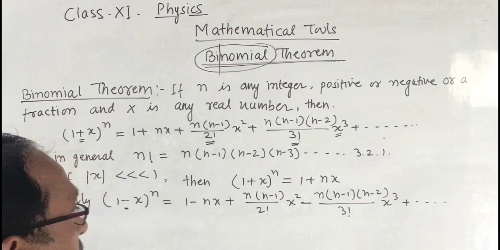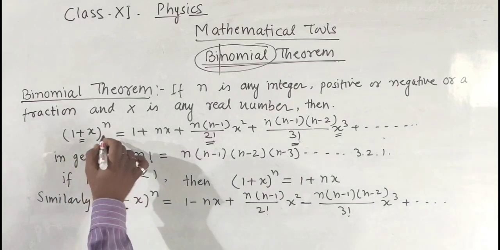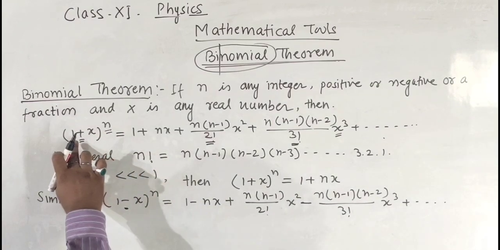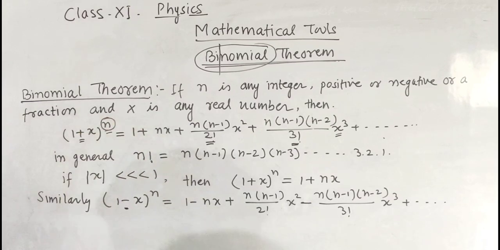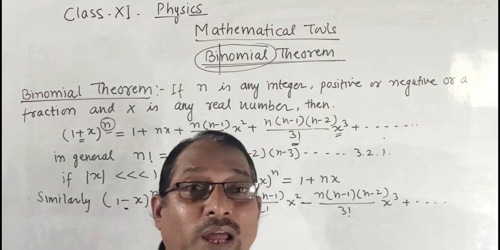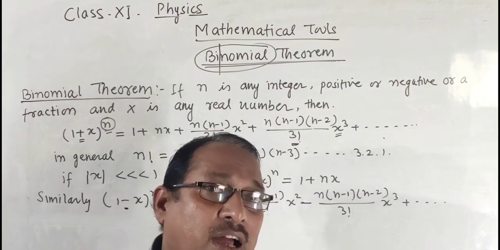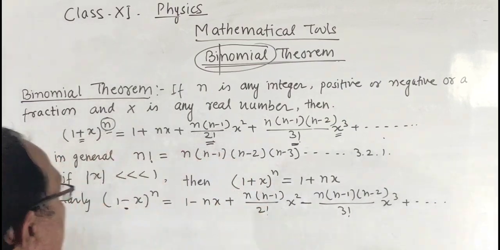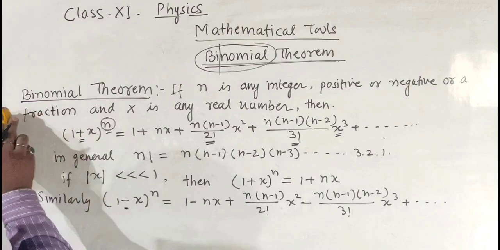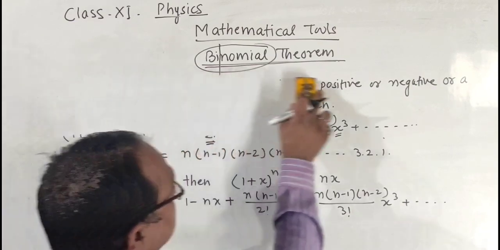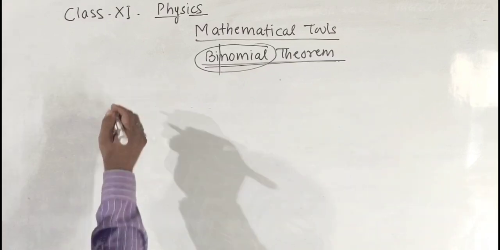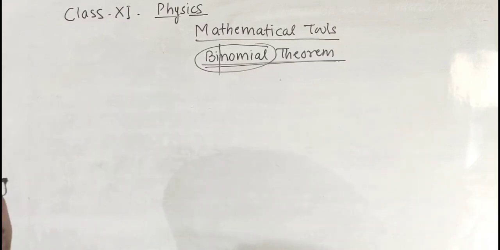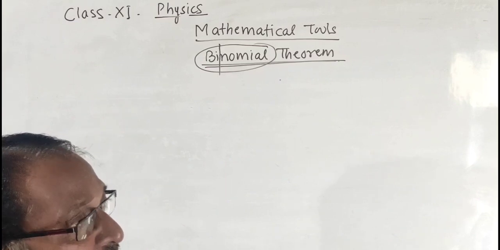Here one more important thing we have to understand: if the power of 1 plus x to power n is n, then the number of terms will be equal to n plus 1. Let us apply and understand the binomial theorem very easily. Earlier we have studied 1 plus x to power n, or 1 plus x to power 4, or 1 plus x to power 6, like that we have expanded several times.